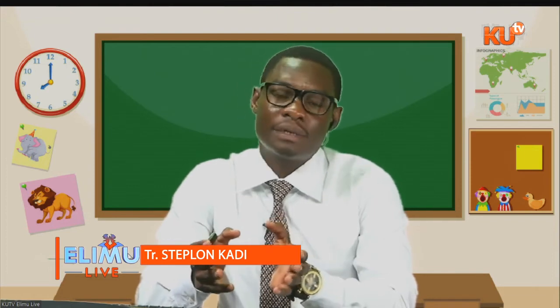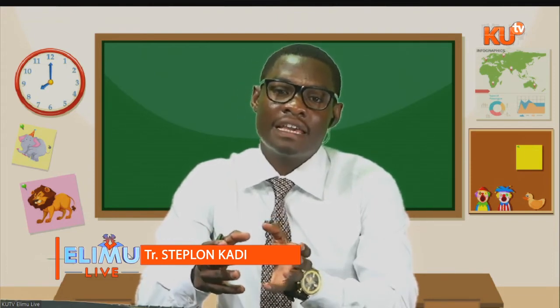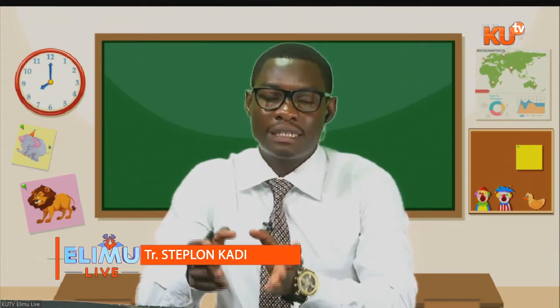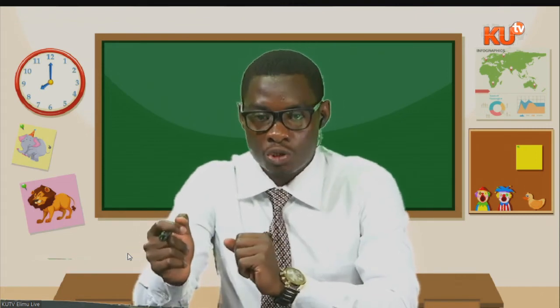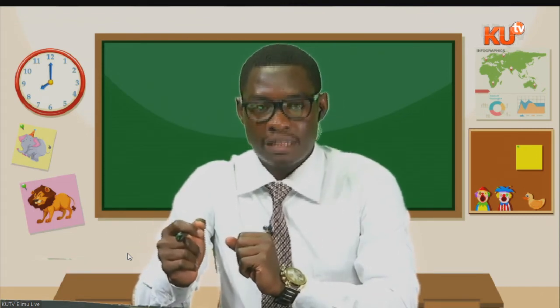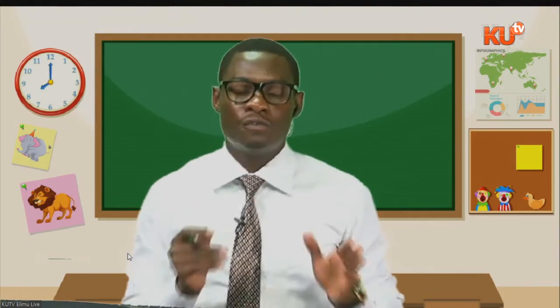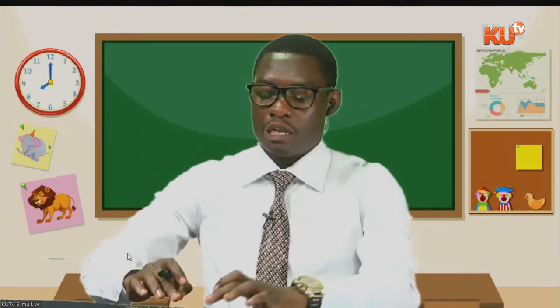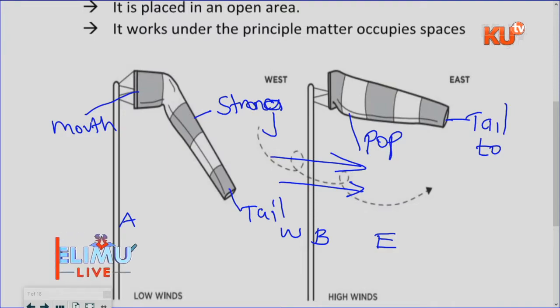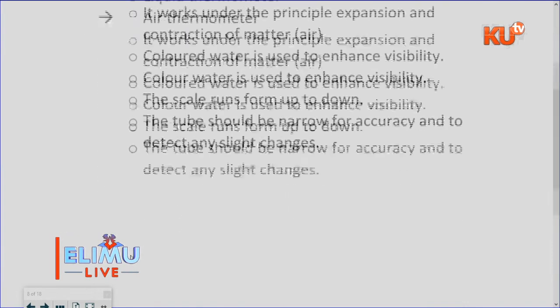When the temperatures are high, the air gets heated. And we know matter expands when heated and contracts when cooled. So when the temperatures are high, the air gets heated and it moves downwards. Let's look at the diagram as I talk about it.